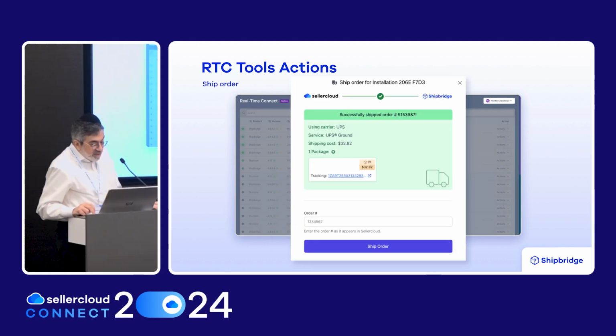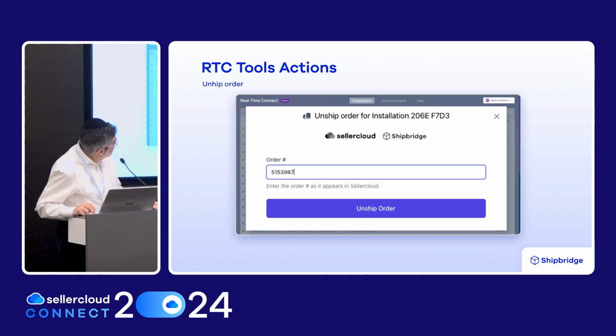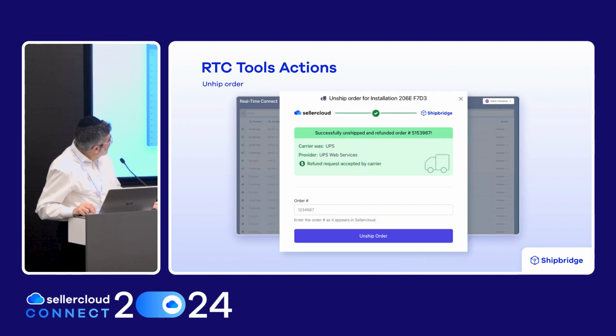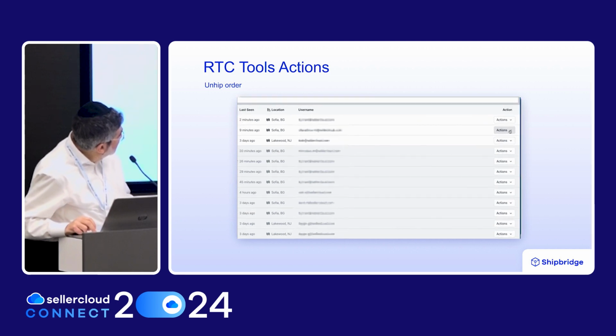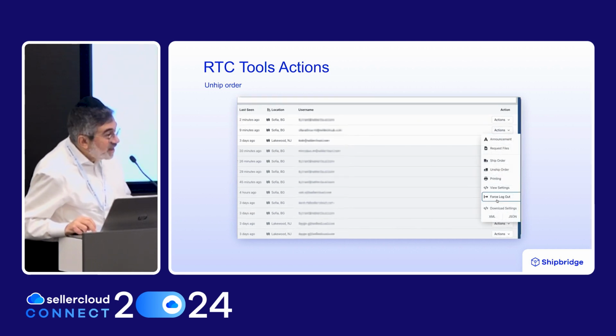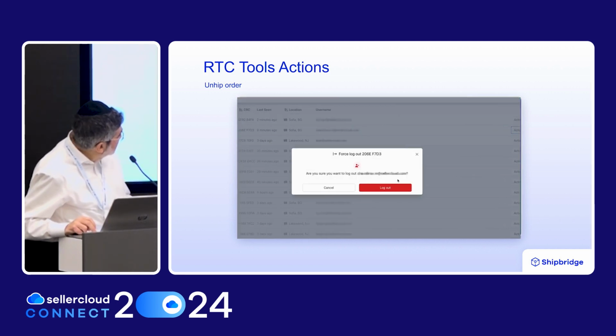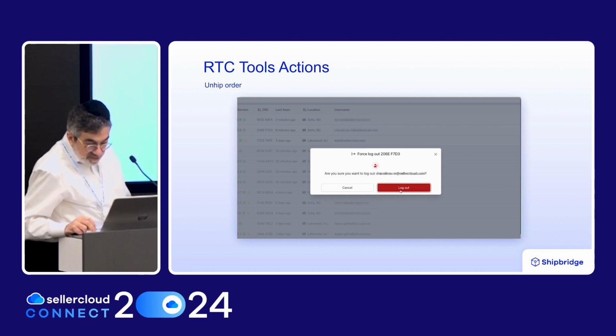So you enter the order ID and you click ship, and now Real-Time Connect tells you that the order has been successfully shipped and a little more of the details about it. If you made a mistake and you want to unship, you can unship the order by again putting in the order ID and clicking unship order. Force logout. So here you just get the installation, you click force logout, and the person is logged out.